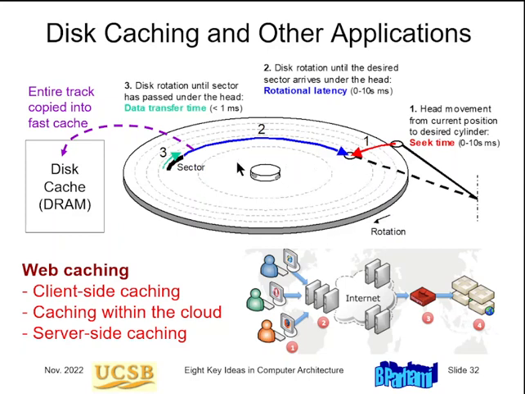So the way modern disks are organized is that when you need a particular sector, you don't read just that sector. You may read the entire track containing that sector, because it doesn't take much longer to read the entire track than to read that sector. To read that sector you have to move the head and then wait for the disk to rotate until the data is aligned with the read-write head. On average, you have to wait half a disk rotation.